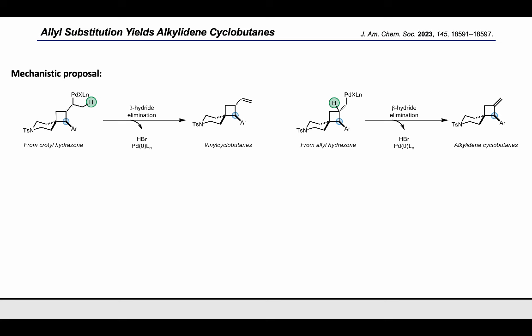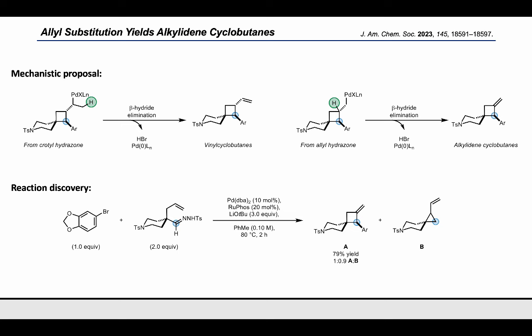We then synthesized an allyl-substituted hydrazone and found that through slight adjustment of the reaction conditions, by increasing the temperature to 80 degrees C, we could facilitate the more difficult beta-hydride elimination and afford the desired alkylidene cyclobutane in good yields, favoring the cross-coupled product over C-H insertion.